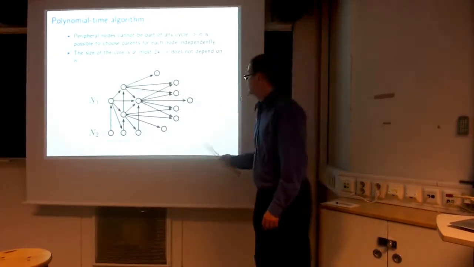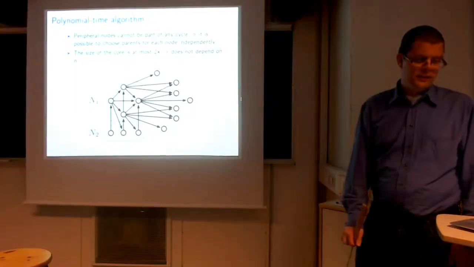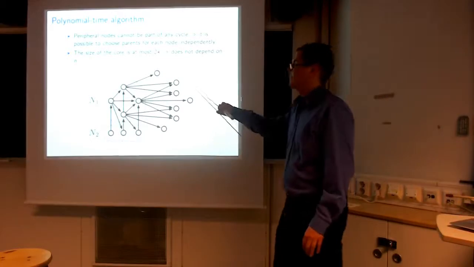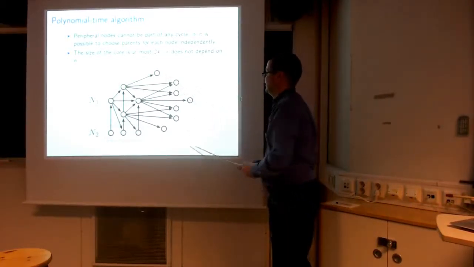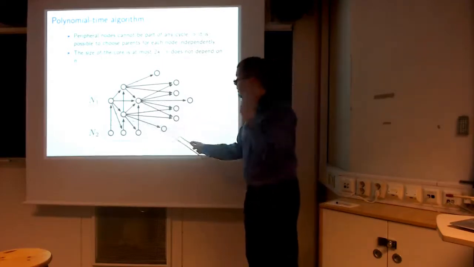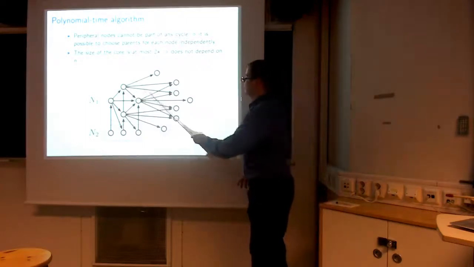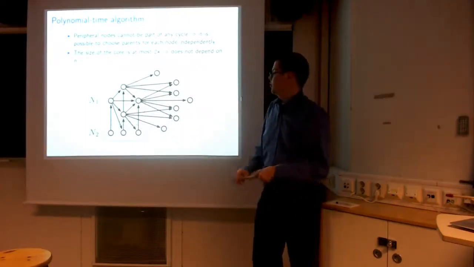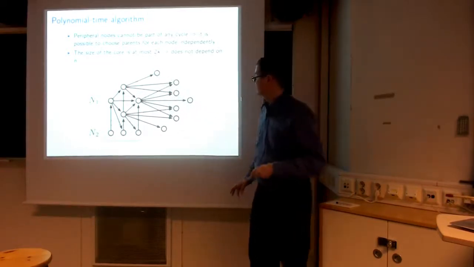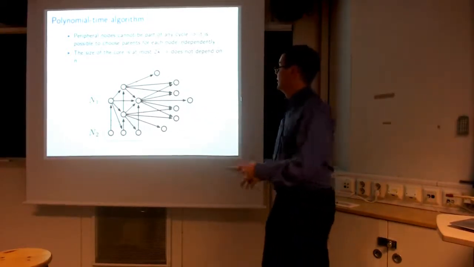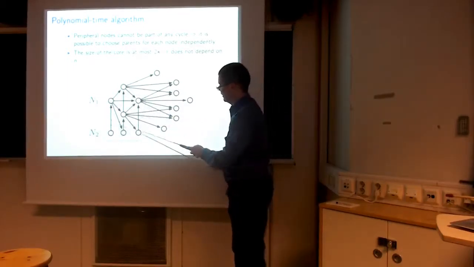So these nodes in the periphery, they don't have any children, so they cannot be part of any cycle. So for each of them, we can independently choose the best parent set from the vertex cover. And here there are a constant number of possible parent sets, so for each of them it's a constant time operation, and in total linear time. And then we have our core, so here is the vertex cover and then the parents.